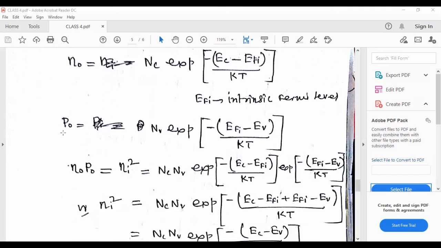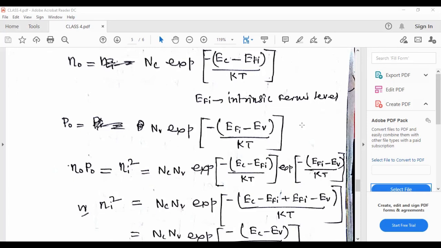Now, what is the number of holes in the valence band? p0 is equal to Nv exponential of minus (Ef minus Ev) upon kT. I just replace this Ef by Efi for an intrinsic semiconductor.